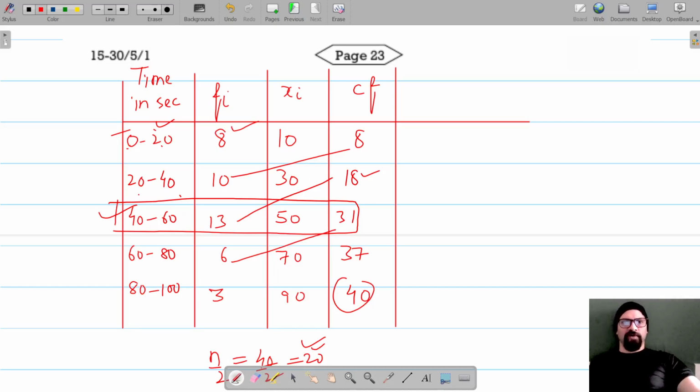Now we have to find out the mean time taken by the students to finish the race. To find the mean time, let's use the direct method, that is fi into xi. Let's find the product of the frequency and the class mark. So 8 into 10 is 80, 10 into 30 is 300. This is 450. This is 420 and 270.